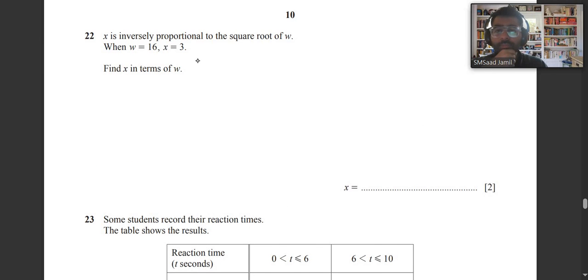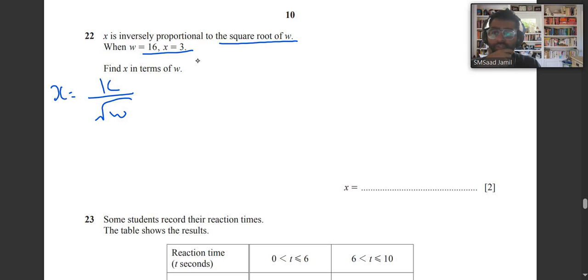X is inversely proportional to the square root of w. Look, inversely proportional, what does it mean? It means x is equal to k upon square root of w. Now first you have to find the value of k, which is constant.